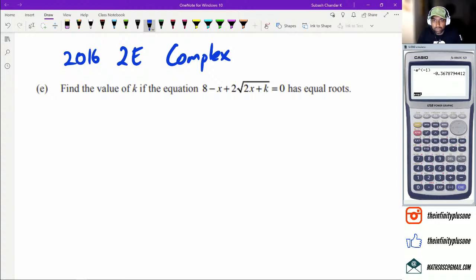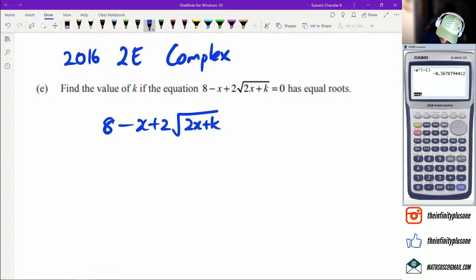Okay, so this question here, what we have is find the value of k so that it has equal roots. So this is basically telling you to get it into a quadratic and use the discriminant. That's what you've got to do. So to get this into a quadratic, we're going to do 8 minus 2x plus k equals 0. I'm going to get rid of the x minus 8 to the other side.